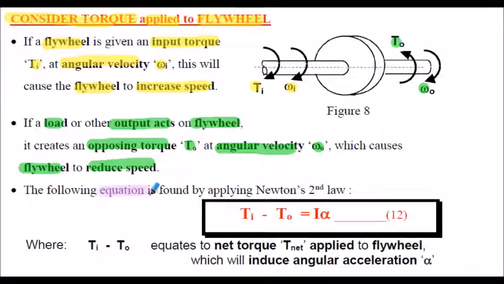The following equation is found by applying Newton's second law to the situation. So summation of all the torques applied equals I alpha. In this case, it's Ti minus To equals I alpha. Call that equation 12. Where Ti minus To equates to the net torque, T net, applied to the flywheel. And this will induce an angular acceleration, symbol alpha.